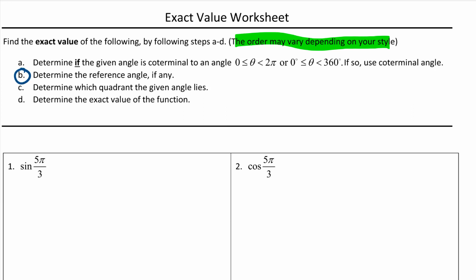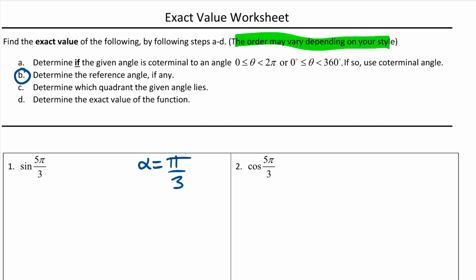Now we're wanting to determine the reference angle, if any. So let's just go through with our first problem. All right, for 5 pi over 3, what's our reference angle? And the reference angle is pi over 3. Go watch the last video. Go do your worksheets. The reference angle is pi over 3.